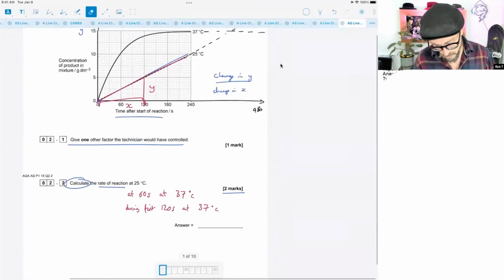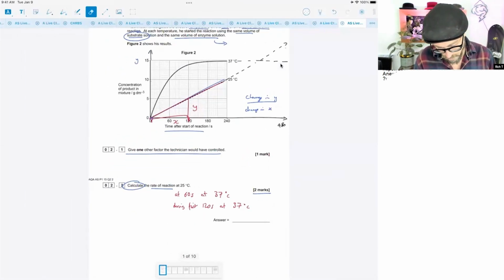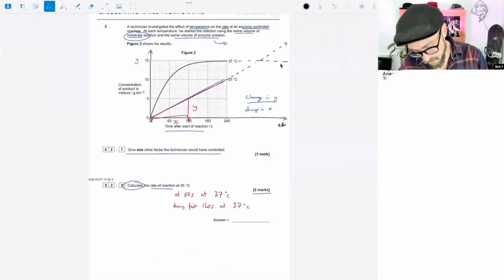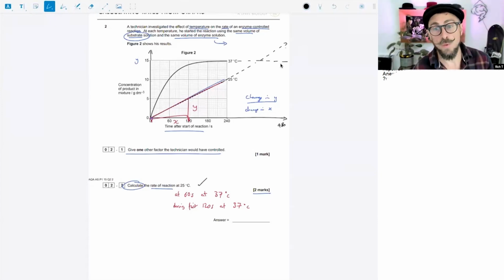Okay, so now let's look at these different scenarios down here. I should probably do them in different colors. Let's do that. We've talked about rate of reaction at 25 degrees C. It's changing Y over changing X, and it doesn't matter the time duration because it's a straight line. It will be the same whether we measure it over 1 second, over 10 seconds, over 240 seconds.